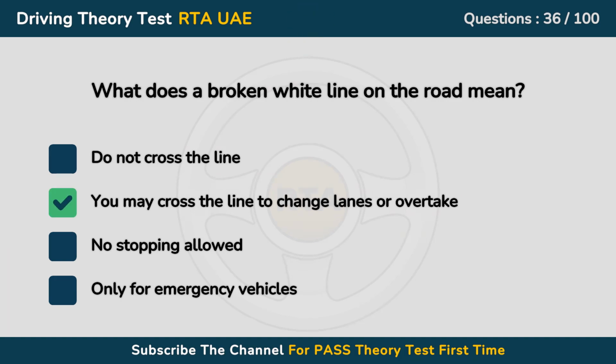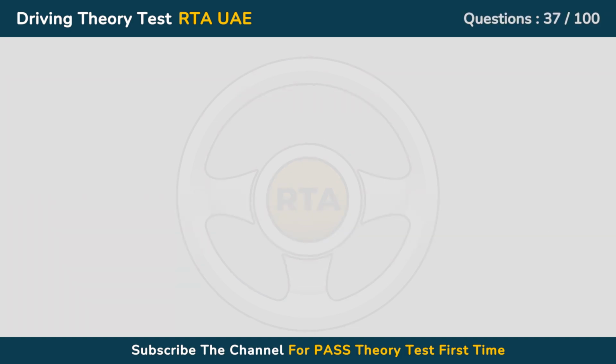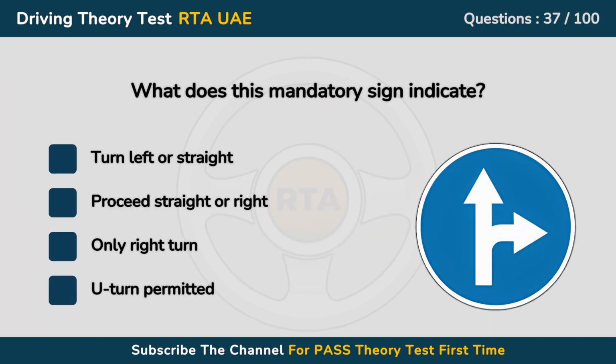Answer is B. You may cross the line to change lanes or overtake. A broken white line permits drivers to cross it for lane changes or overtaking, provided it is safe to do so.